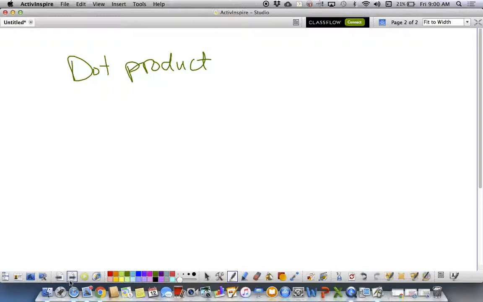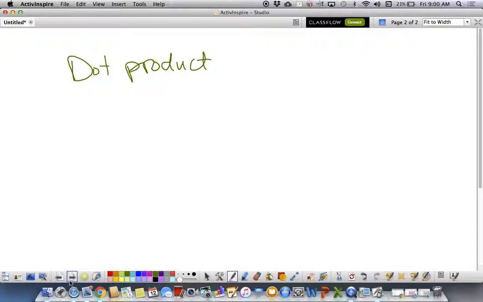You will use it somewhere. U dot V. Where? I mean, in the real world, nowhere. But you're going to have to know the dot product to find other things that we will use.